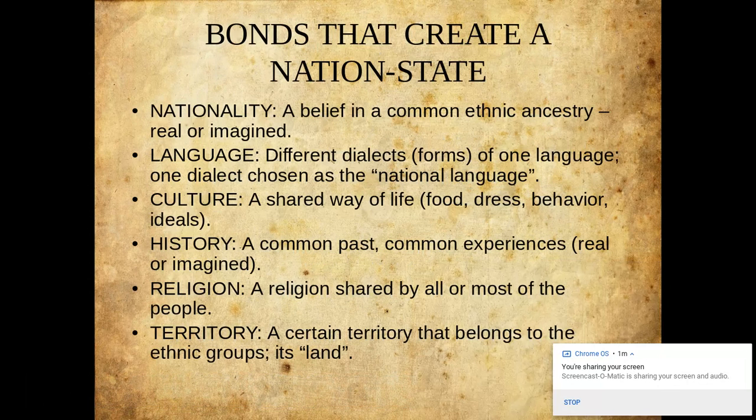All right. So, what makes bonds? What makes nationalism? What are some things that link people or link cultures? These are some examples. Obviously, your nationality, your same common ancestry, language, your culture, your food, dress, behavior, as you see on the slide here. You share a common history with people, share religion with a very similar group of people, as well as your territory and land. So these are things that link people together and what makes them nationalistic, by sharing these traits and sharing these ideas.